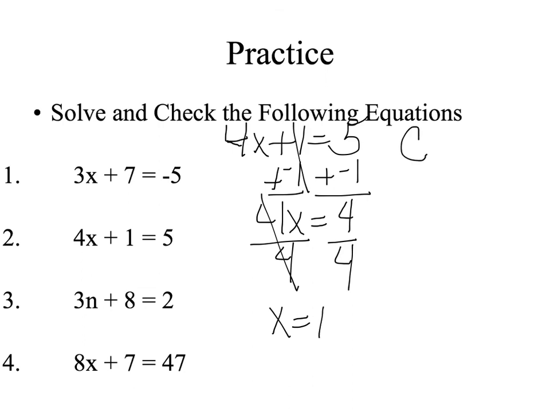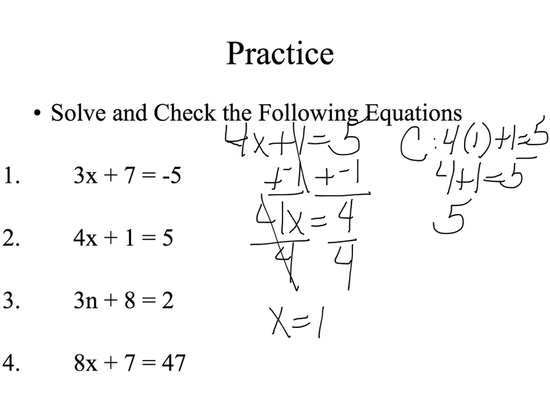So now I'm going to go through and check it. So 4 times 1 plus 1 needs to equal 5. And again, remember, I'm telling you, you could probably do this in your head and say, yes, it checks, but you really want to get in the habit of showing all the steps. I know it seems tedious for now, but it will actually help you in the future. 5 equals 5, and my answer does check.